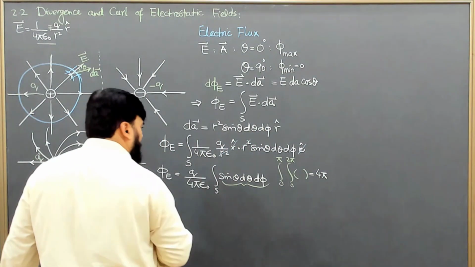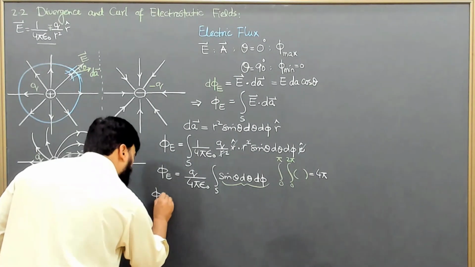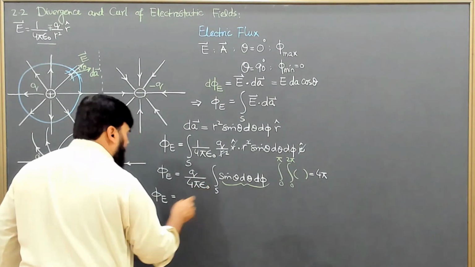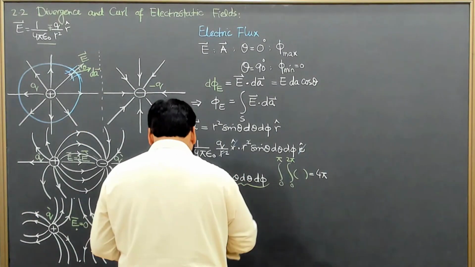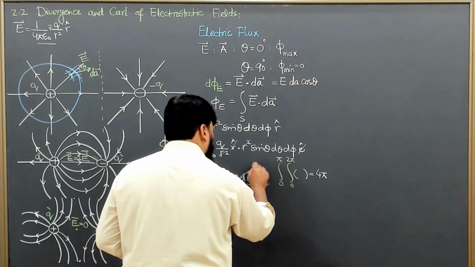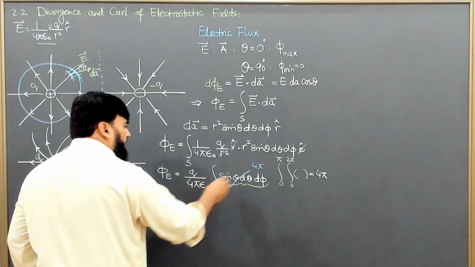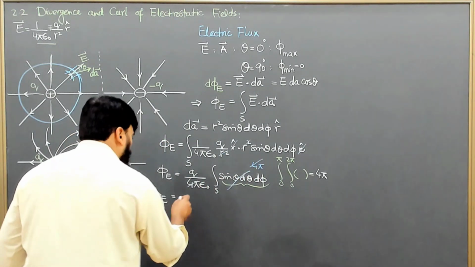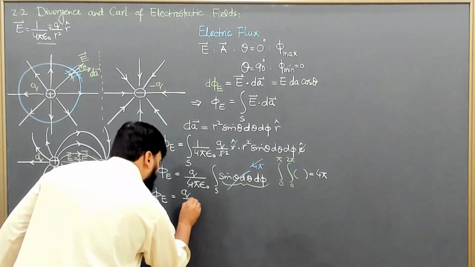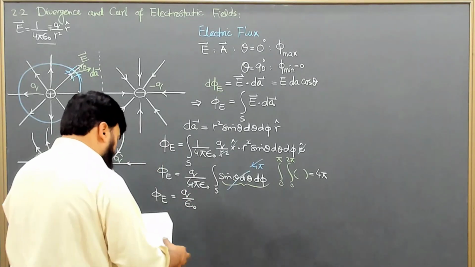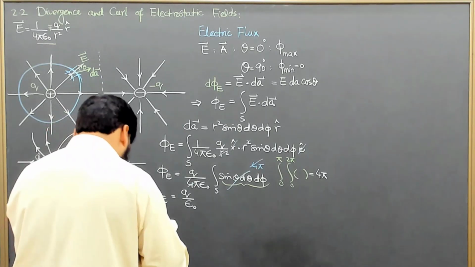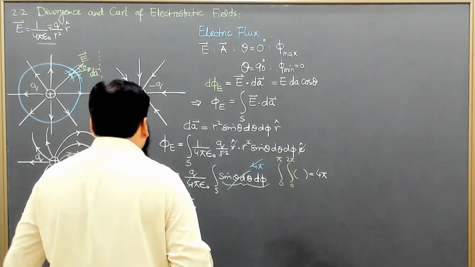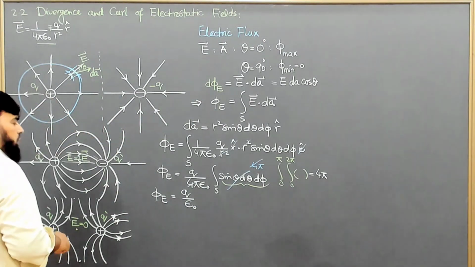So for this I can write that phi e is equal to q over 4 pi epsilon naught, and here this thing goes to 4 pi, and 4 pi will cancel with 4 pi, and we are left with q over epsilon naught. And this is the flux that we are having from this source charge q.